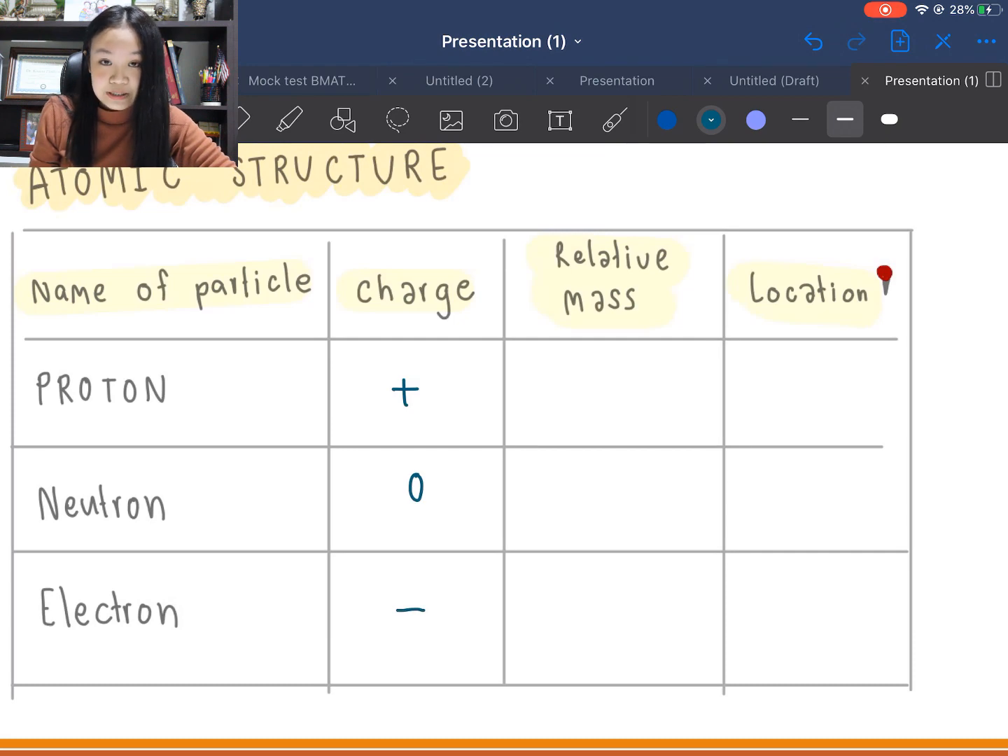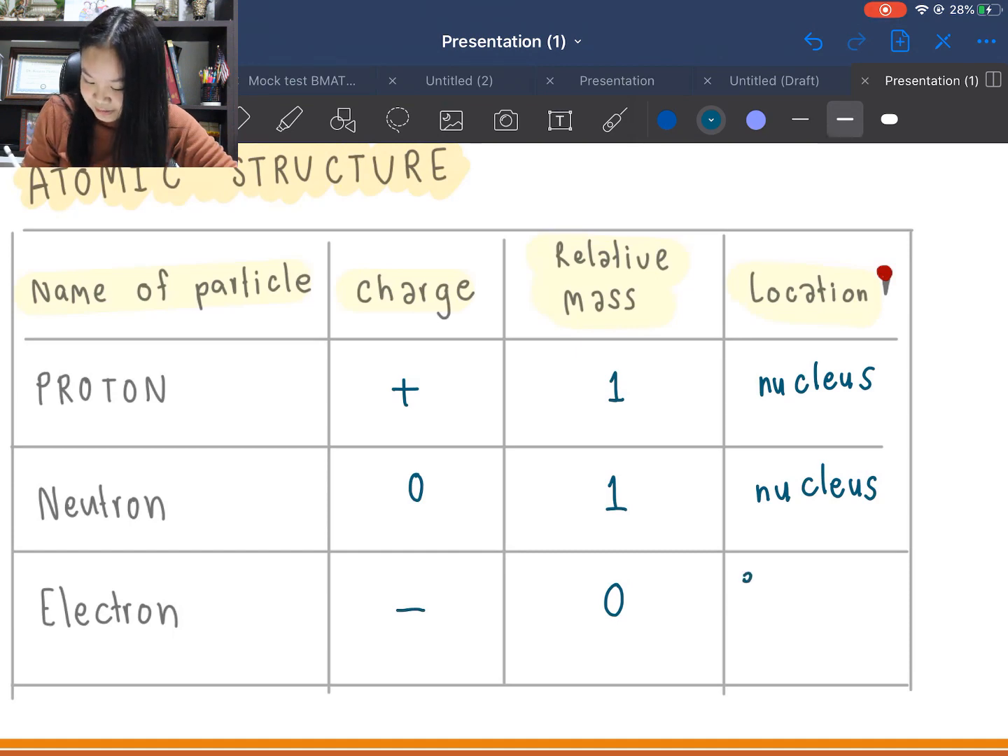The relative mass I'm talking about is of proton and neutron. These 2 combined together give the atomic mass, which is really heavy, while electron has less density and less mass. We say it's 0. The location of proton is in the nucleus. Neutron is in the nucleus. As I mentioned, they compose together. An electron stays at the electron shell, just like its name.